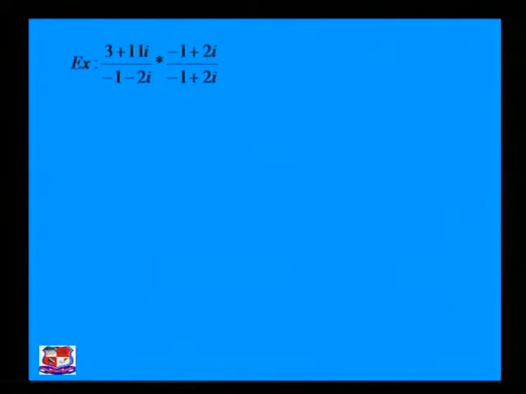Right, so when we multiply by the rationalizing factor, we will get this term: (3 + 11i) into (-1 + 2i), and in the denominator we will get (-1 - 2i) into (-1 + 2i), that is again the format like (a minus b) into (a plus b).